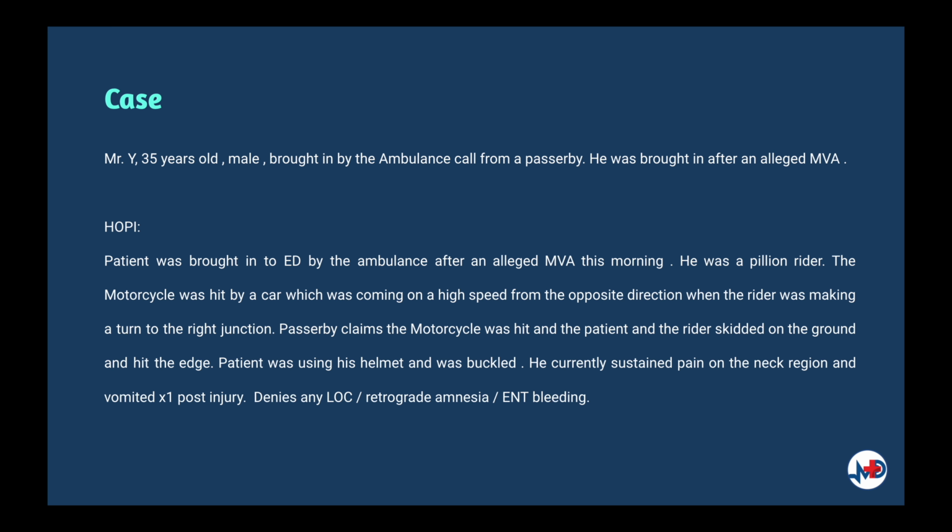He was a pillion rider. The motorcycle was hit by a car which was coming at high speed from the opposite direction when the rider was making a turn to the right at the junction. Passerby claims the motorcycle was hit and the patient and the rider skidded on the ground and hit the edge. Patient was using his helmet and was buckled.